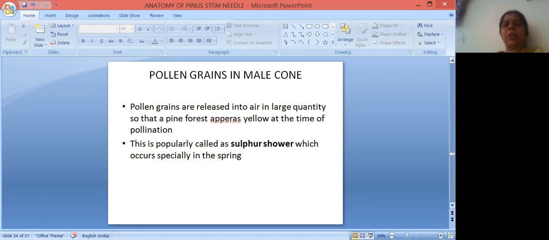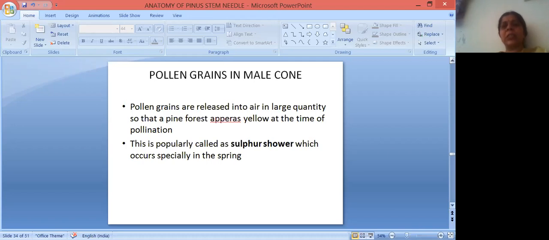So this is popularly called sulfur shower, which occurs especially in the spring season. If we see the environment during the spring, we can find yellow dust in the sky. That is due to the release of pollen grains from the pine trees. So this is clear about the male cone. Again I am repeating, in Pinus, male cones are the male reproductive organs.